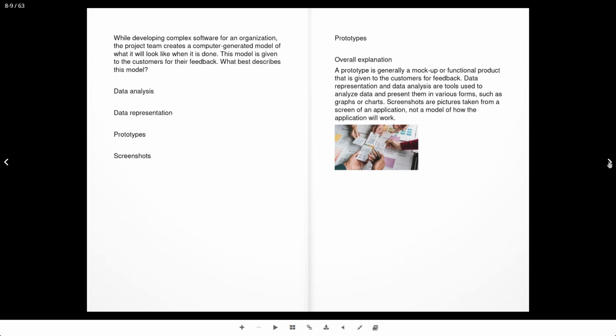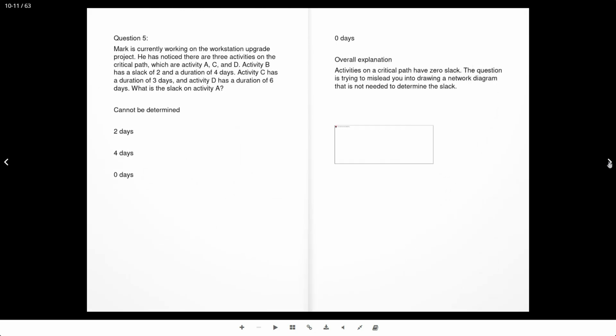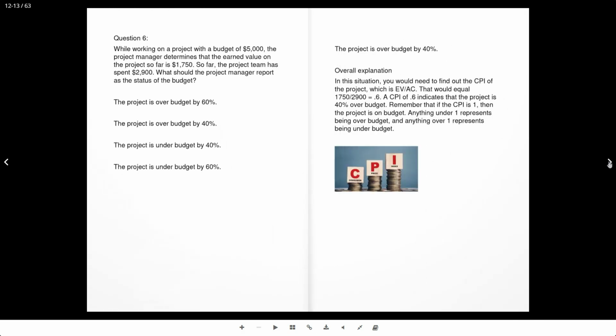Question 1. Explore statistical independence and project scenarios. Question 2. Covers the Ishikawa diagram as a tool for analyzing causes and effects. Question 3. Compares product scope and project scope. Question 4. Discusses the use of prototypes for customer feedback. Question 5. Examines Slack and activities on the critical path.